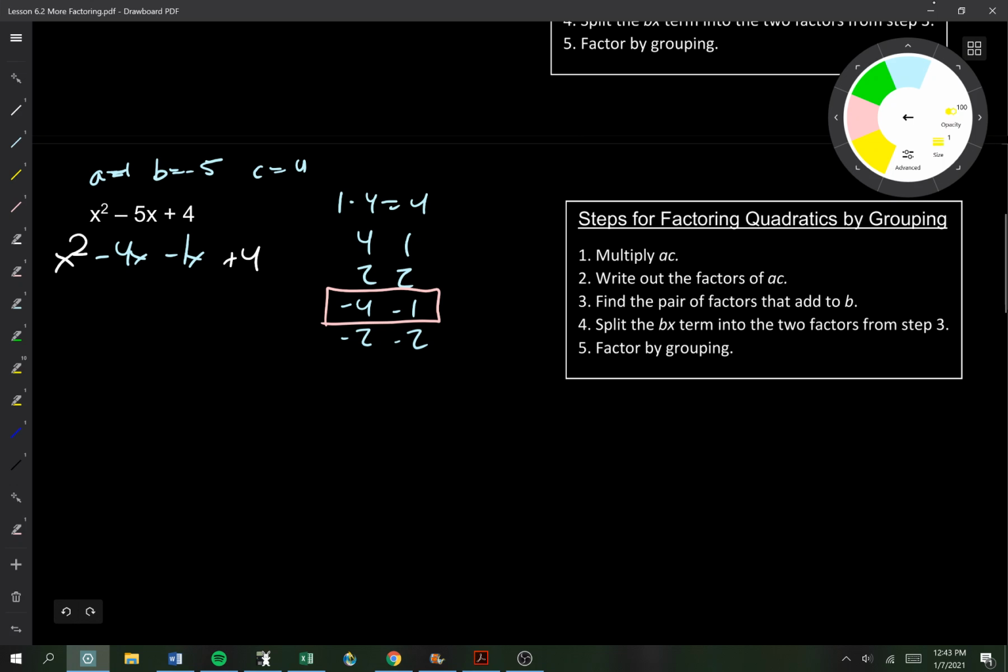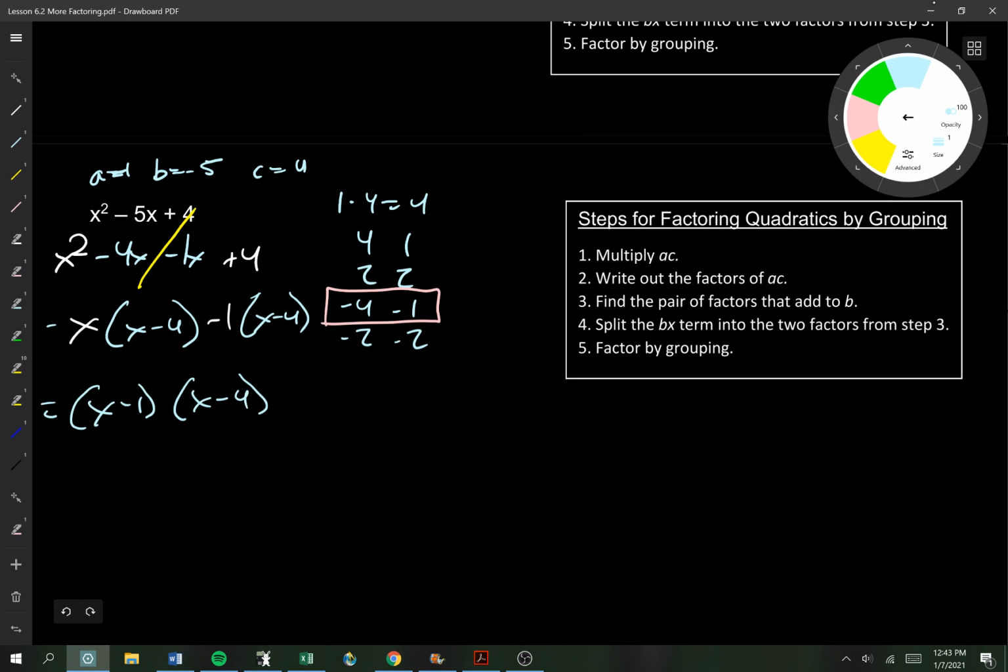Now, on the left side of this, I can factor out an x, and I'm left with x minus 4. On the right side, all I can pull out is a negative 1. But I do pull out the negative 1, and that again leaves me with x minus 4. So I combine the x minus 1 and the x minus 4, and boom, we factored. Remember, the way you check factoring is you go back and you do the redistribution again.